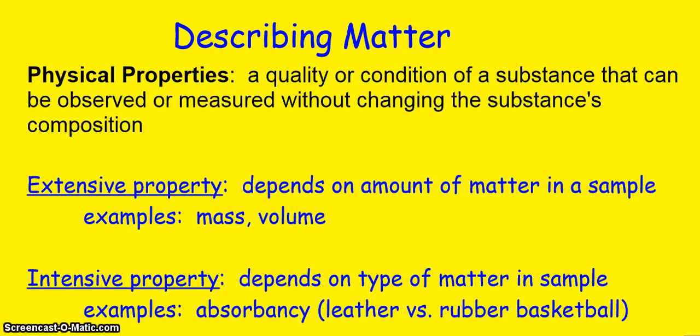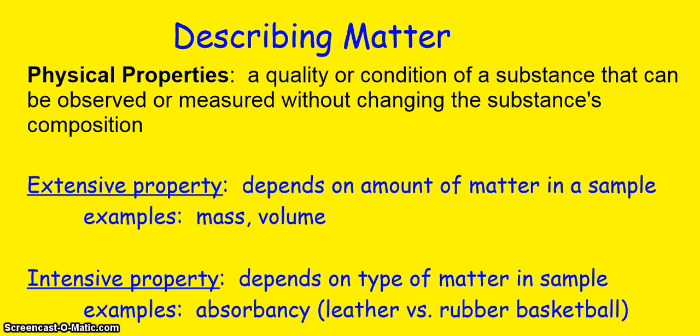So to begin describing forms of matter, one of the first things we identify is physical properties. The biggest thing that we're looking at is how we measure the property to distinguish what kind it is. You'll notice that it's one that can be observed or measured without changing the composition. So if I don't have to change the substance's composition to measure this property, it would be considered a physical property. They're broken into two different categories.